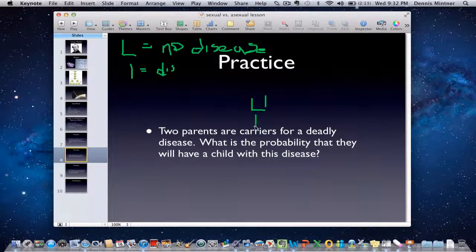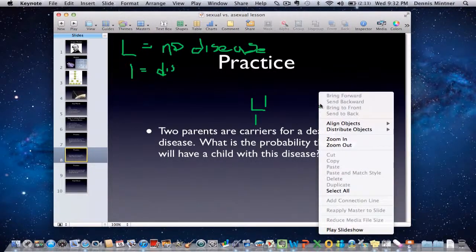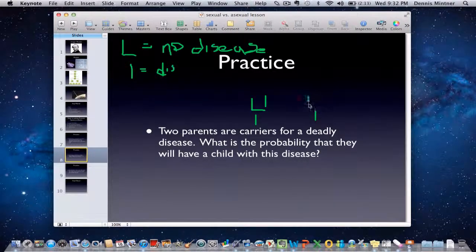So if I were to determine what the gametes could possibly be, Dad could give a big L or a little l. Mom could also give a big L or a little l. And the way to show that in a Punnett square is, if I draw this box, cross, big L, little l for Dad. I'll put a big L and a little l. Mom's the same thing, big L, little l. Now remember what this represents. These are possible sperm. These are possible eggs.